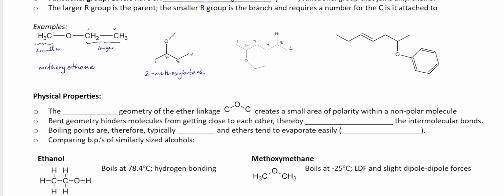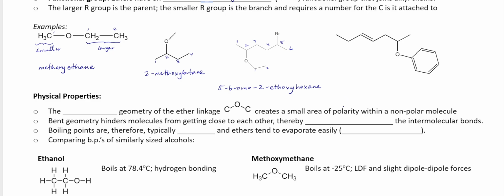And so numbering it from the right, that means that this carbon right here is the second carbon, and this one over here is the 5th carbon. So then I say 5-bromo-2, and my branch here is not 1 carbon, but 2. So I'm going to say ethoxy. And my larger hydrocarbon is 6 carbons, so ethoxyhexane.